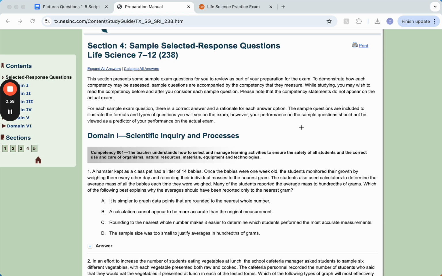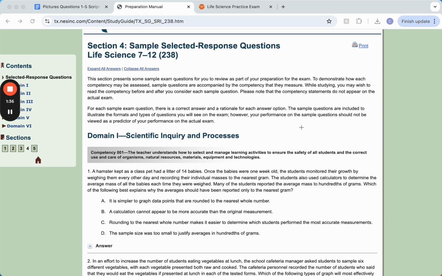So in this case, why are we only reporting to the nearest gram as opposed to the hundredth of grams? So A says it is simpler to graph data points that are rounded to the nearest whole number. B, a calculation cannot appear to be more accurate than the original measurement. C, rounding to the nearest whole number makes it easier to determine which students performed the most accurate measurements. And D, the sample size was too small to justify averages in the hundredths of grams. So let's start by looking at the wrong answers first and explain why those are wrong.